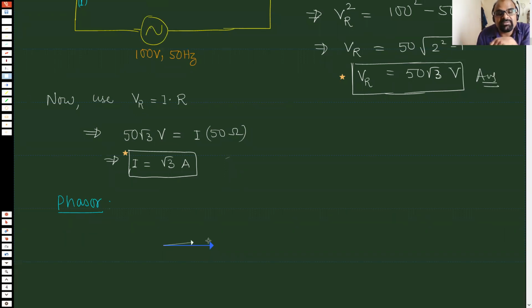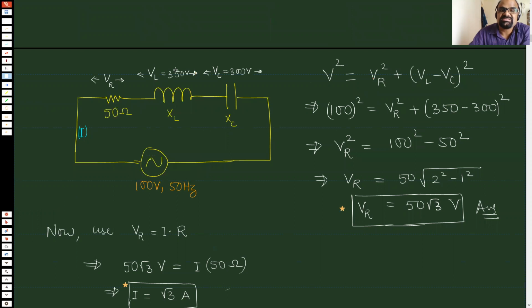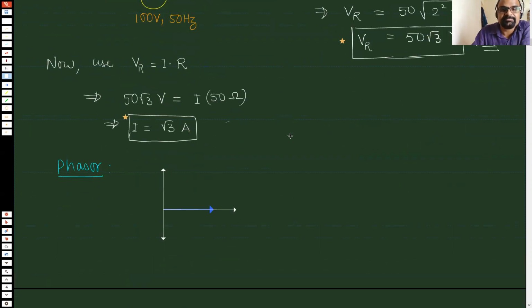Here we draw the VR phasor. Then we draw the VL phasor and the VC phasor. VL phasor is slightly bigger than the VC phasor. Why? Because the voltage across the inductor is 350, and the voltage across the capacitor is 300. So this is all done.